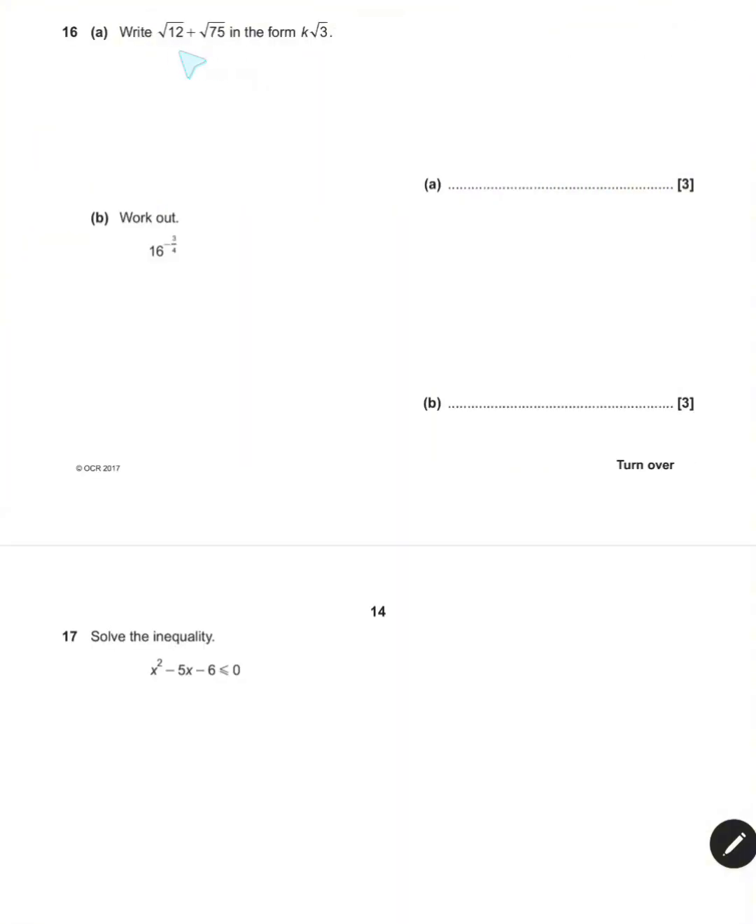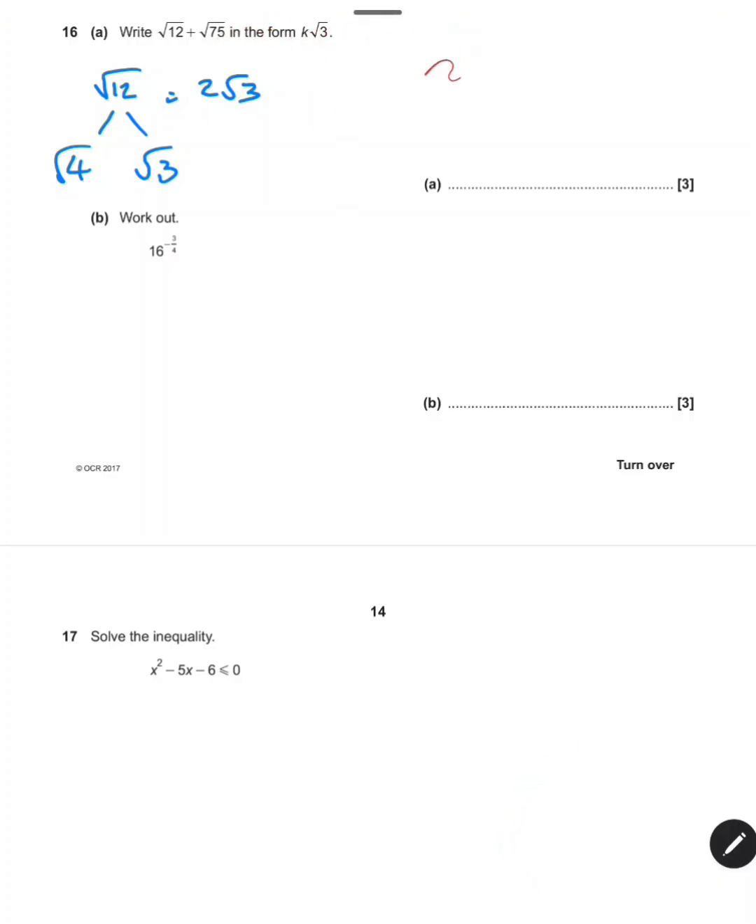Question 16, we've got two surds, root 12 and root 75, and we're looking to rewrite them to add them together. You cannot add surds that have got different numbers under the square root, so what we need to do is simplify both of these. Root 12 is root 4, root 3, and root 4 is 2. So root 4, root 3 is 2 root 3.